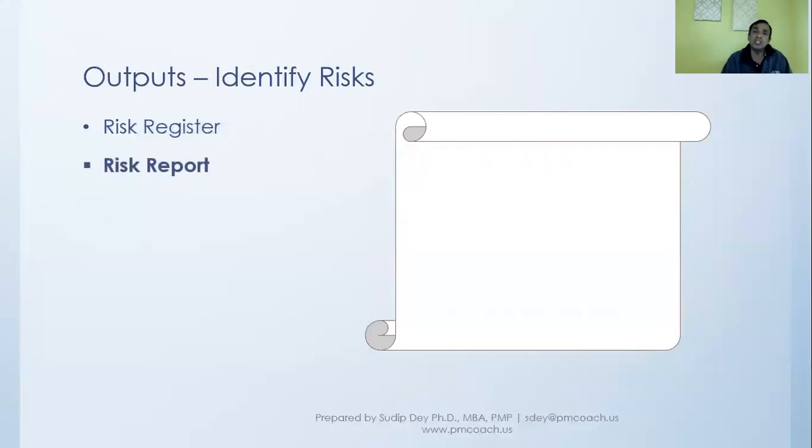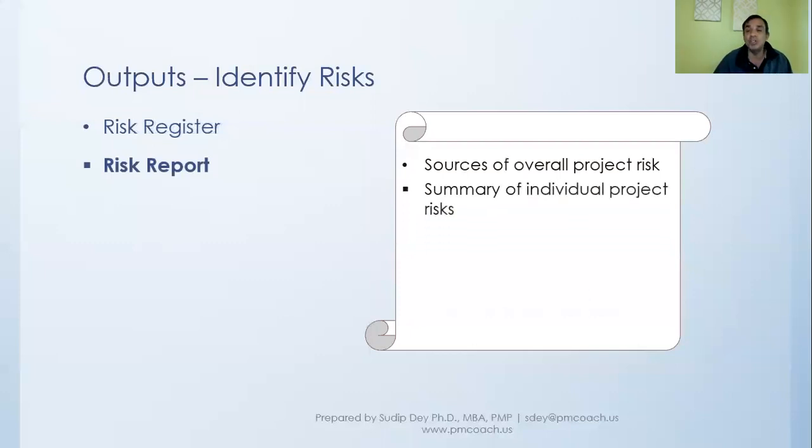Then, of course, the risk report is another output, where we'll put in sources of overall project risk. We talked about the overall project risk and the different sources that can create it. At the same time, a summary of all the individual project risks: how many there are, what categories, what the priorities are, and so on. So that report will give a big picture of what kind of risks are in the project.